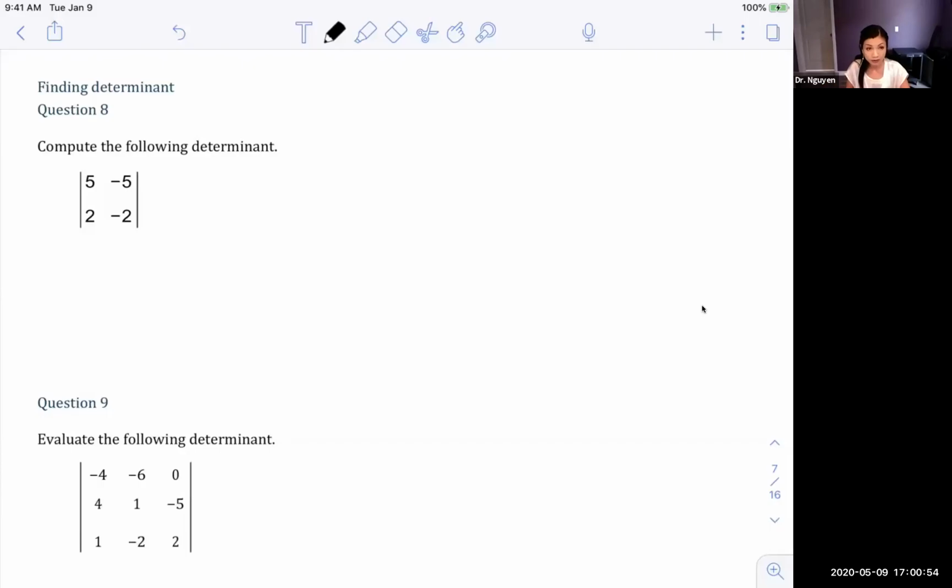Hi class, today we're going to talk about matrices. I want to solve for the determinant of matrices, the 2 by 2 and the 3 by 3. Hopefully you still remember how to add and subtract matrices and do scalar multiplication as well. All right, so this is a review.